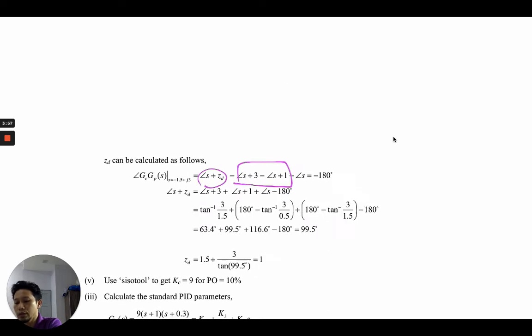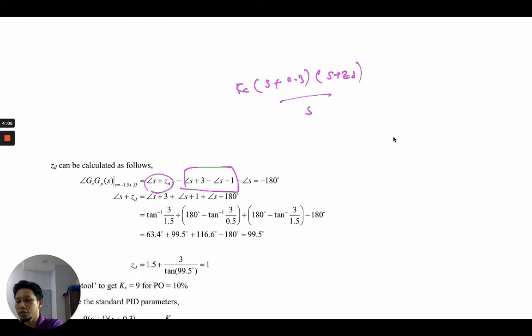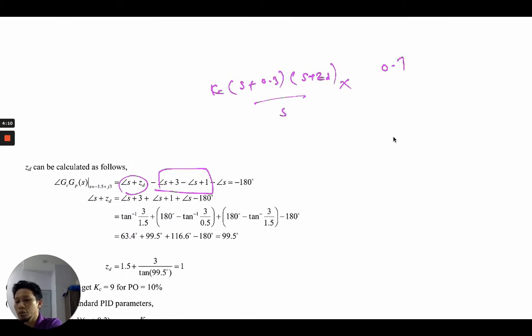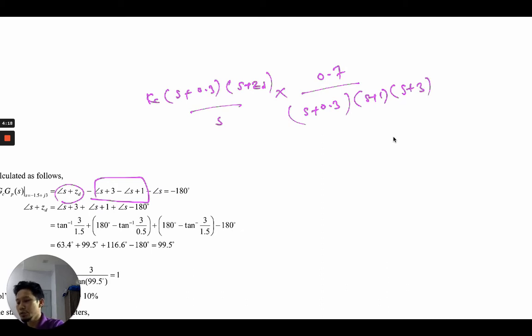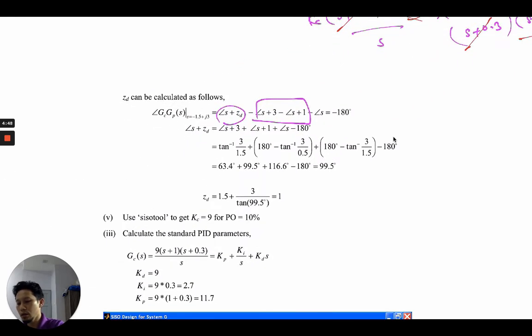Remember the PI controller. So we have Kc (s plus 0.3)(s plus Zd) over s, and this is Gc, and we multiply with the plant. The plant is 0.7 over (s plus 0.3)(s plus 1)(s plus 3). Since we have selected the PI Zi as 0.3, we can cancel this term. So what's left for the plant is only s plus 1 and s plus 3, and for the controller, we only have Zd that we want to find.